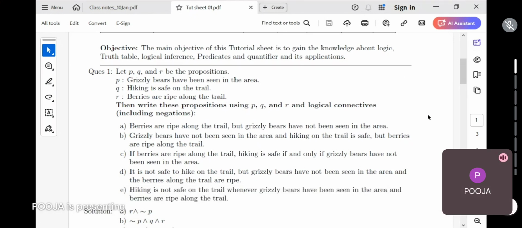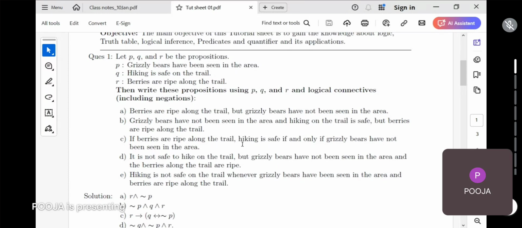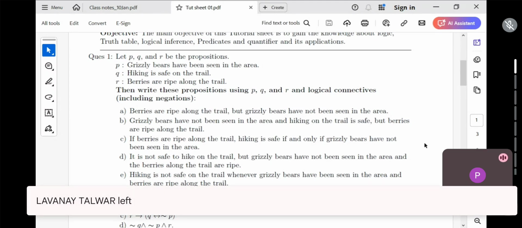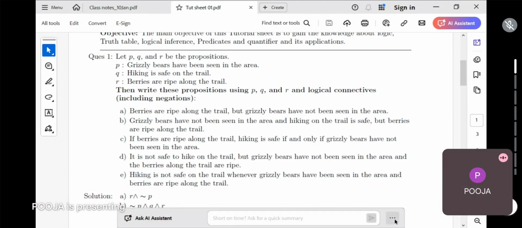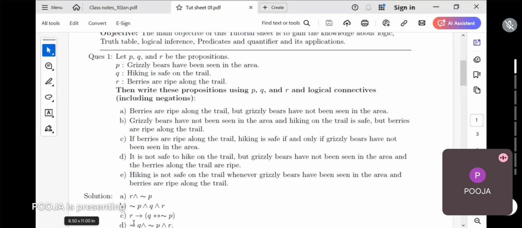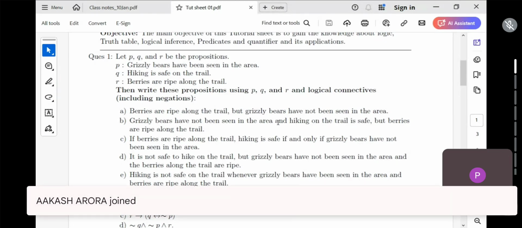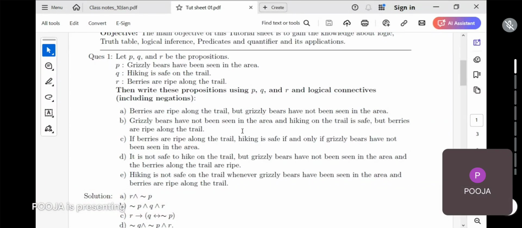If berries are ripe along the trail, hiking is safe if and only if this thing. So the statement you are talking about is different in terms of brackets. Here, if berries are ripe along the trail, R condition then, after the comma everything is in one bracket. Hiking is safe means Q, Q if and only if negation P, so Q by condition negation P is in one bracket, and berries are ripe along the trail is R.